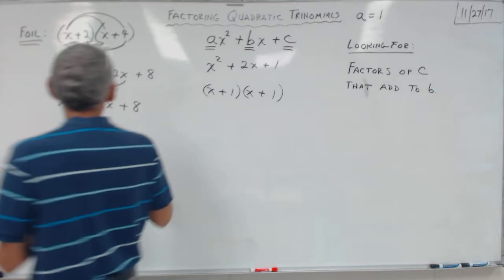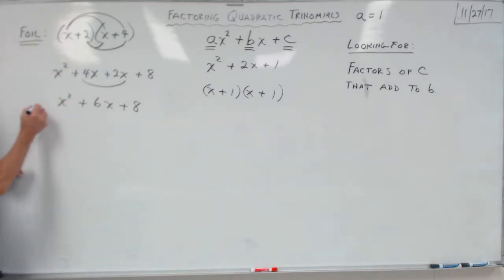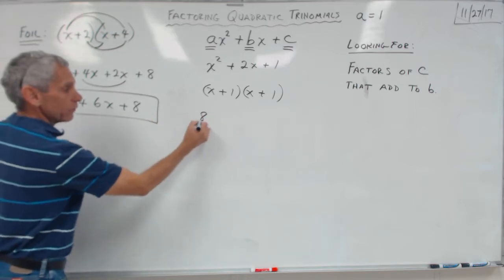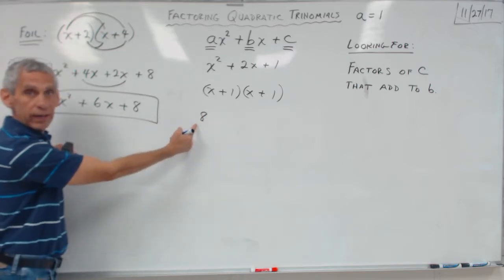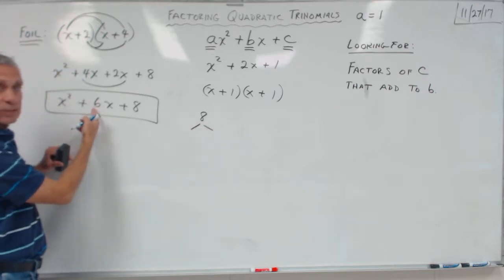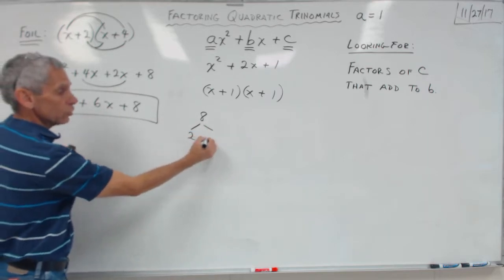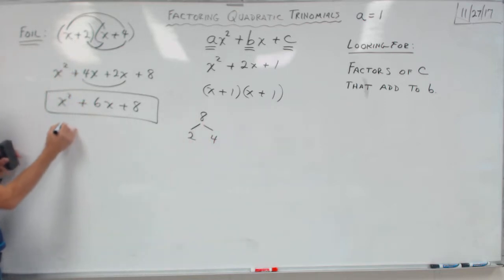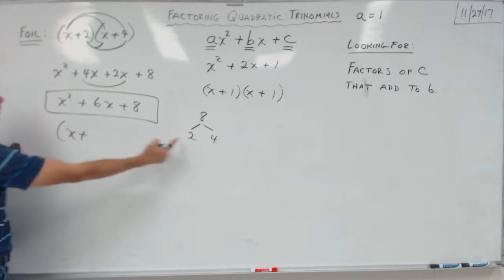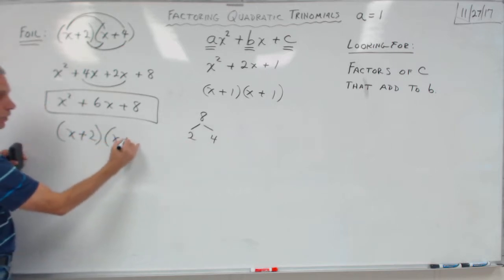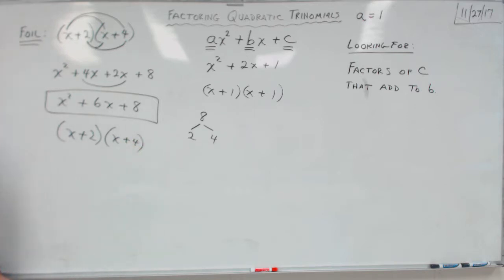So immediately when I see this trinomial right here, and I see my C, the first thing I do is write my C over here, my 8. And I'm thinking of factors of 8 that add to 6. Well, 2 times 4 is 8, and 2 plus 4 is 6. Therefore, I can immediately do this: x plus 2 times x plus 4. And I'm done. Does that make sense?